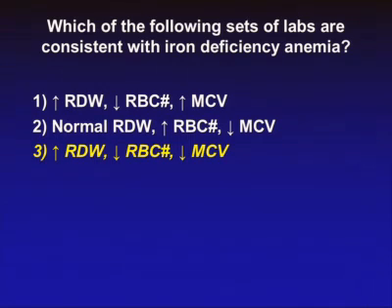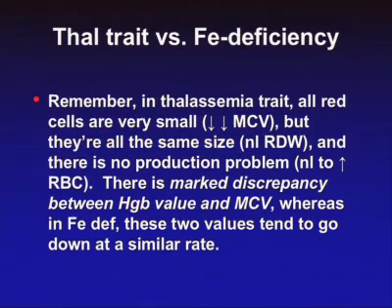In theory, it's helpful when you are trying to distinguish iron deficiency anemia from thalassemia trait, okay? Generally speaking, if you have thalassemia trait, your RDW should be right around normal. They're making teeny tiny cells, but they're all the same size. So the machine is not picking up cells of varying diameter, okay? And again, we commented, marked discrepancy you will find between hemoglobin and MCV if you have thalassemia trait.